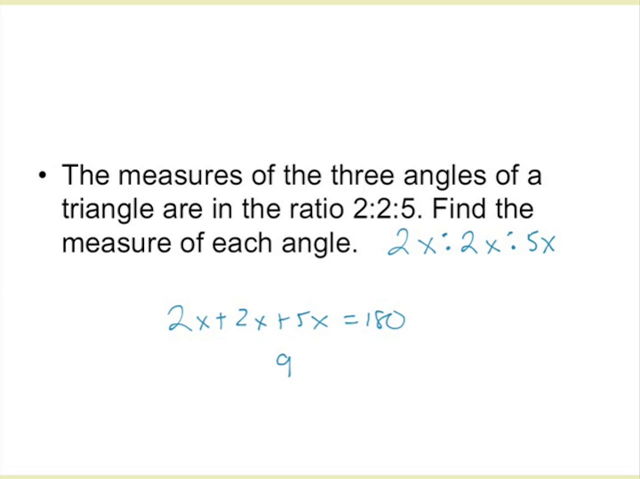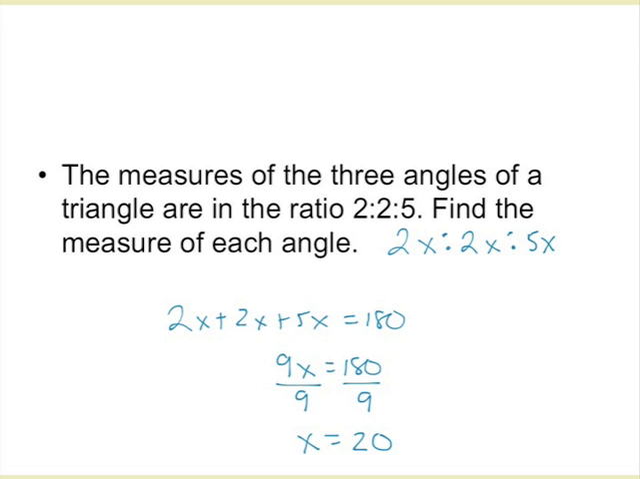When we add those all up, we get 9x. Divide both sides by 9, and we find x is 20. Always be careful when you get an x equals answer, because we tend to want to put a box around it and say we're done. But the problem says find the measure of each angle.